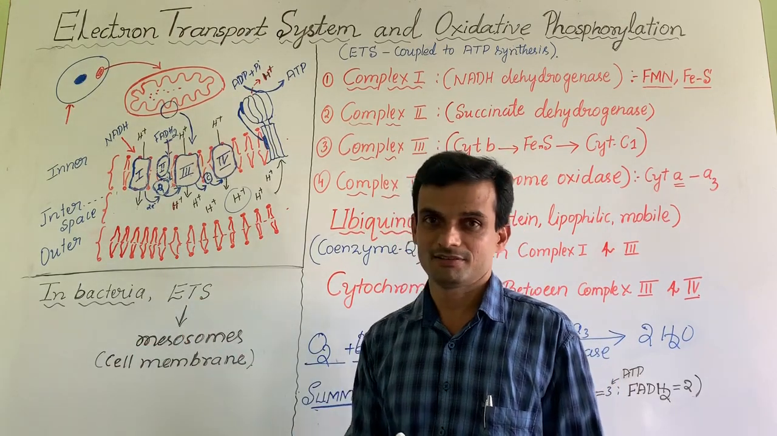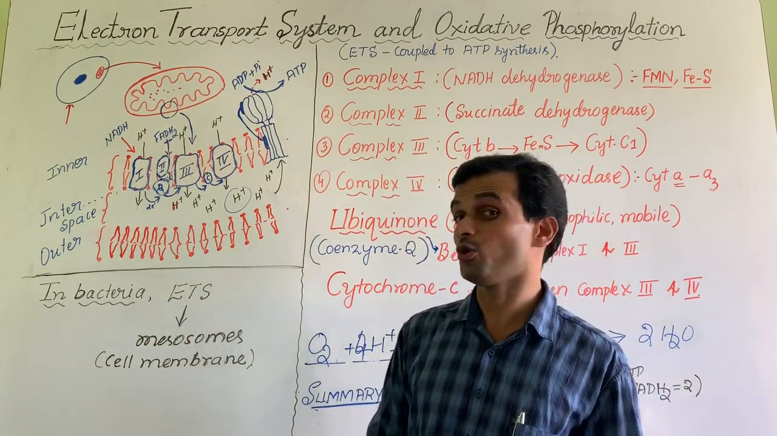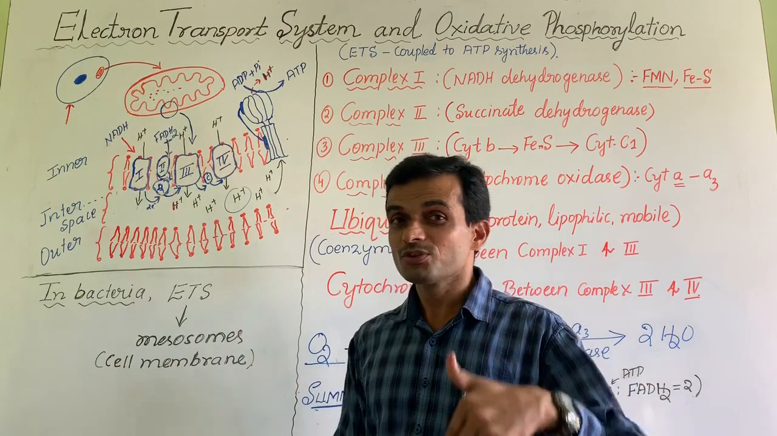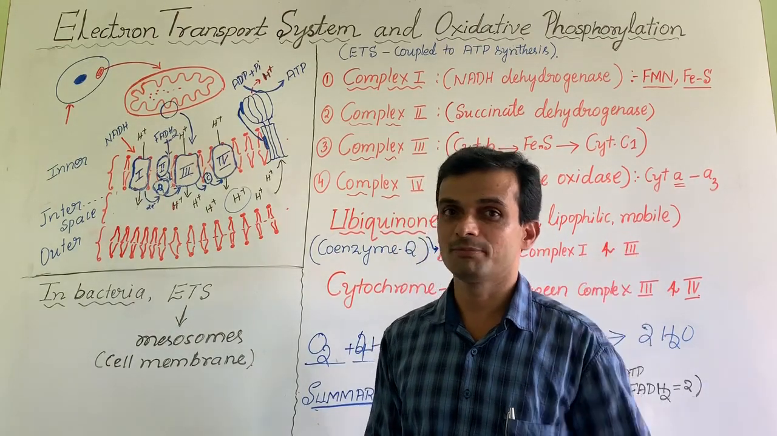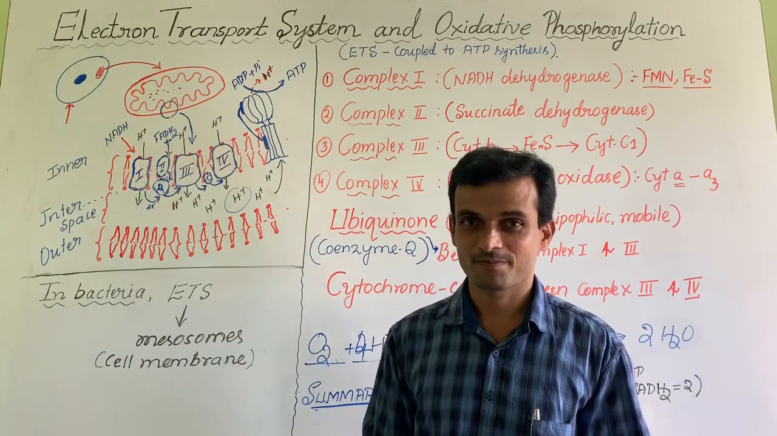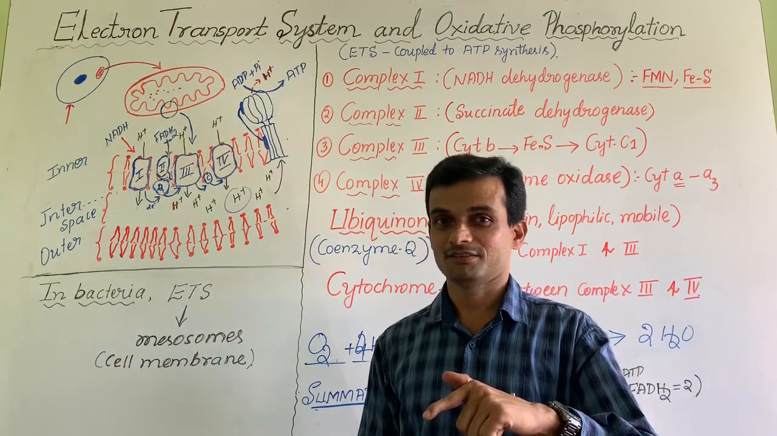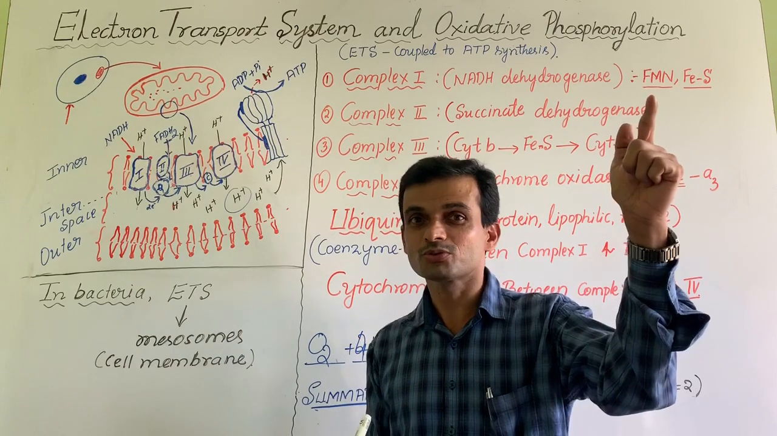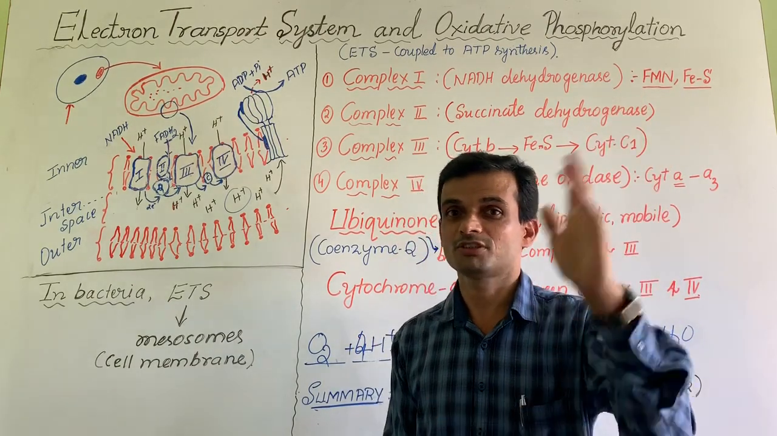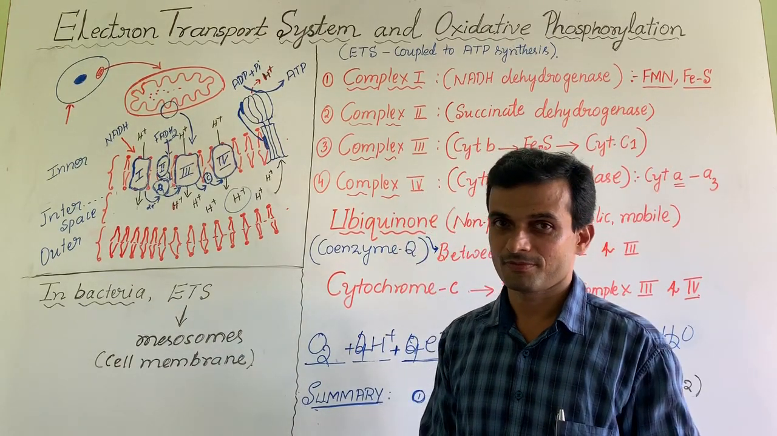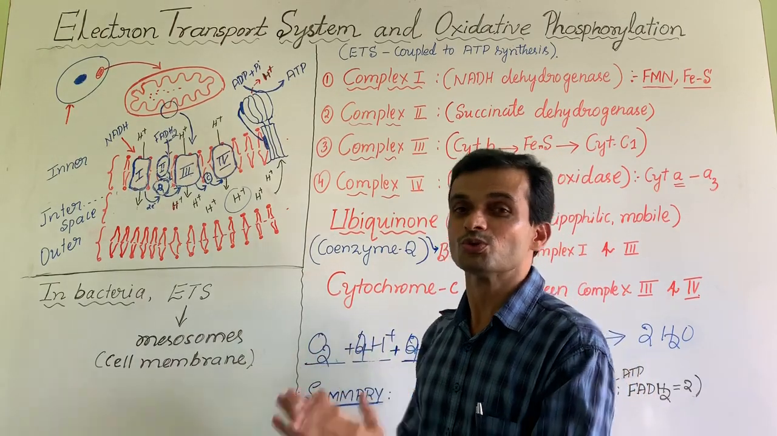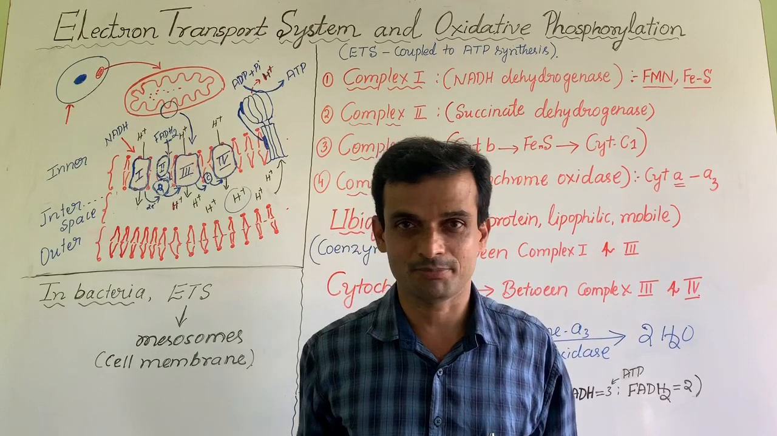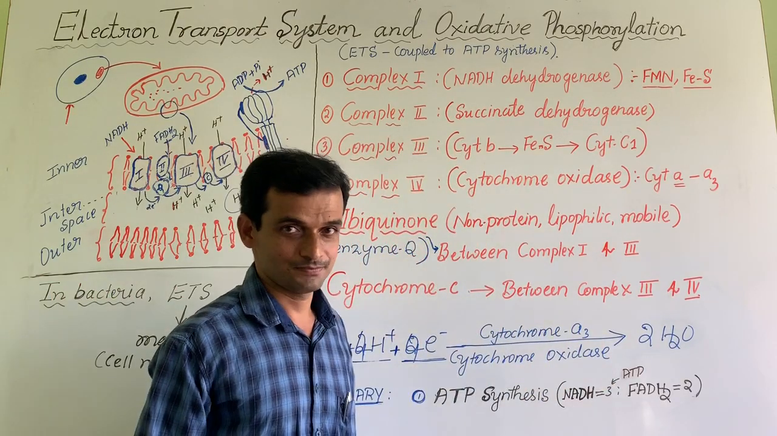Some bacteria, such as Pseudomonas and Thiobacillus, can use nitrate as electron acceptor. You have studied that in mineral nutrition, the denitrification process. Nitrate, NO3 minus, would be reduced to N2, that is nitrogen gas. Whereas mitochondria have evolved to use only oxygen as the final electron acceptor. There can't be any other electron acceptor.